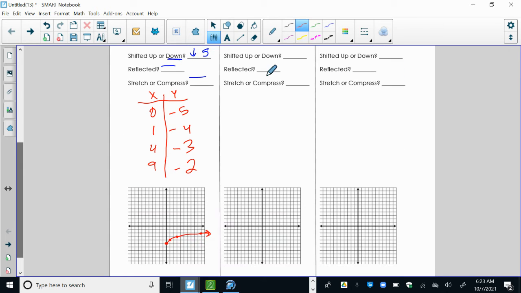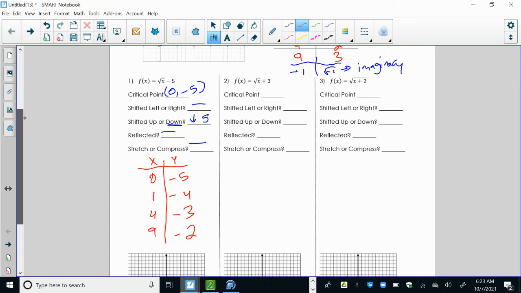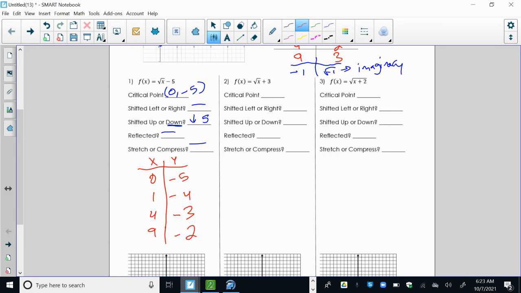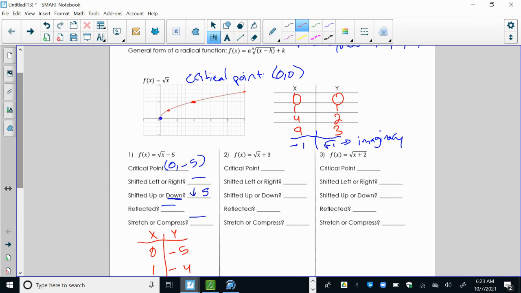Next one, square root of x plus 3. Okay. Well, if we think about h comma k from our general formula up here, there's nothing going on with the h, so it would just be 0, comma 3. There's no shift left or right. We're shifted up 3 units. No reflecting, no stretch or compress.